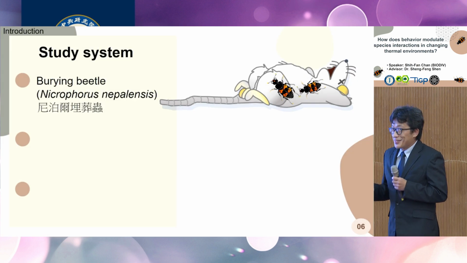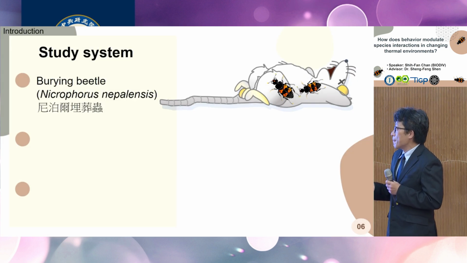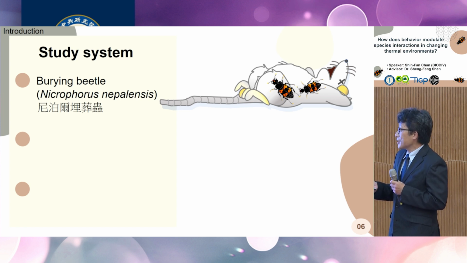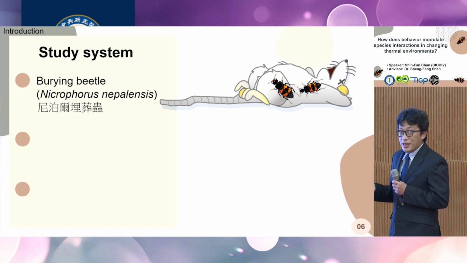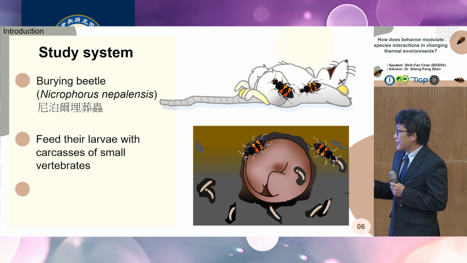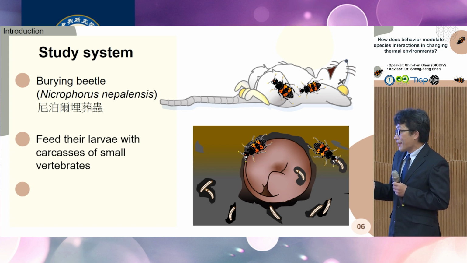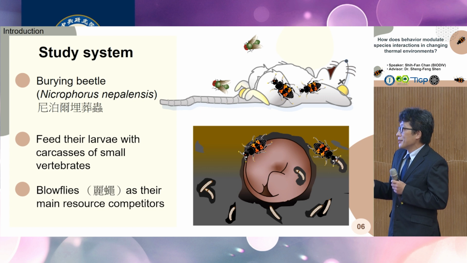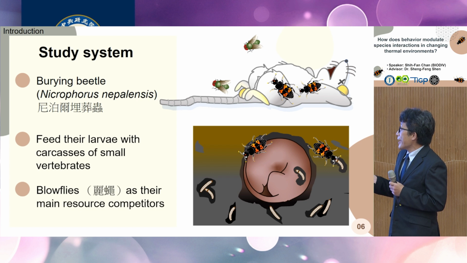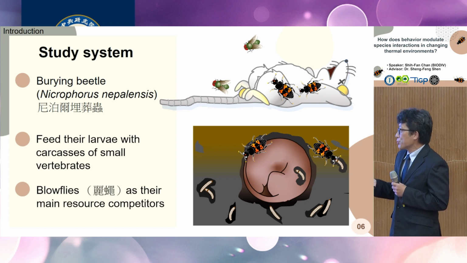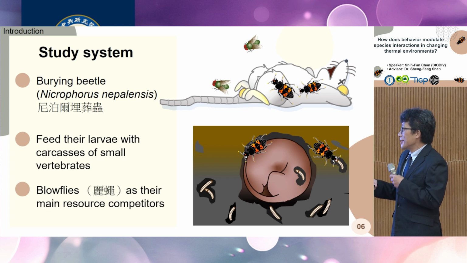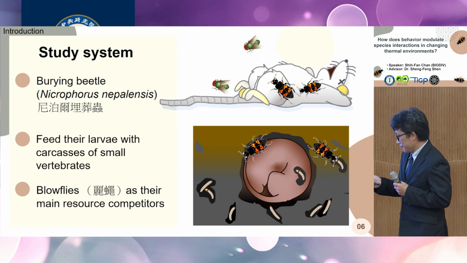And to test these two hypotheses, I consider the burrowing beetles as my main study system. Burrowing beetles use the carcass of small mammals as their main breeding resource. Once they find a carcass, they bury it and use the carcass to feed their larvae. Their main resource competitor is the blowflies, which also lay eggs on the carcass, and then their maggots will consume the carcass and compete against the burrowing beetles.